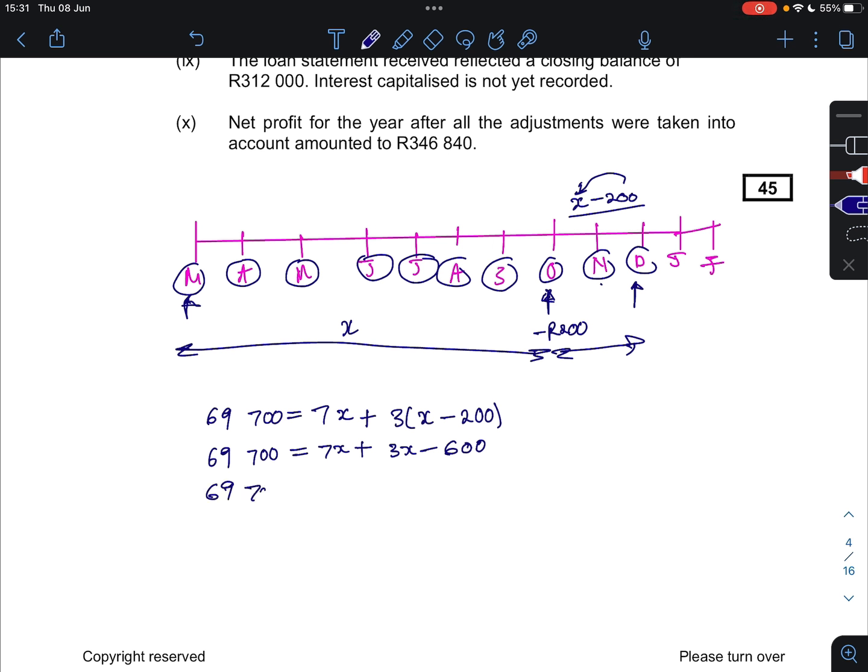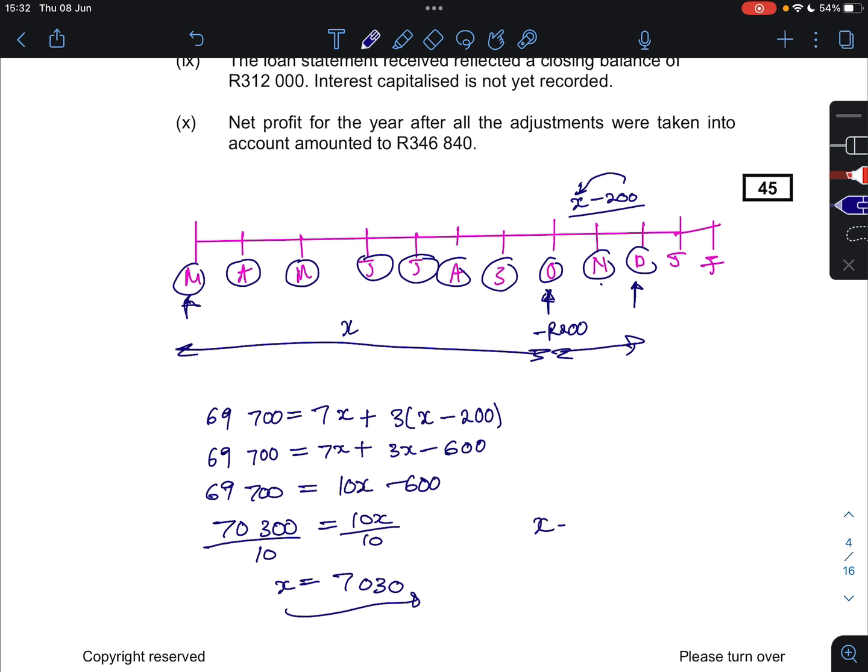69,700 being equal to 10x minus 600, so 69,700 plus 600, that's 70,300 equals 10x. Divided by 10, X is equal to 7,030. So our X is 7,030, right?